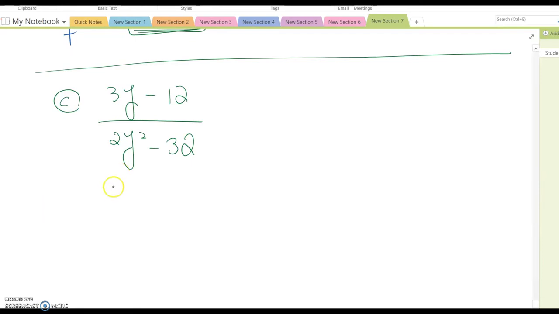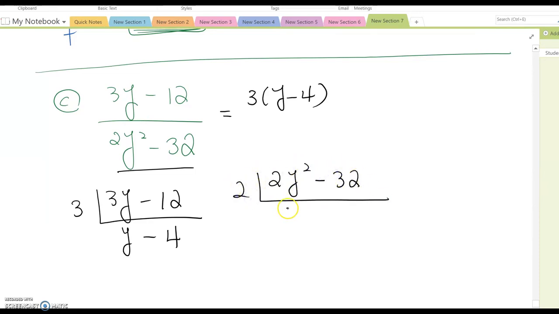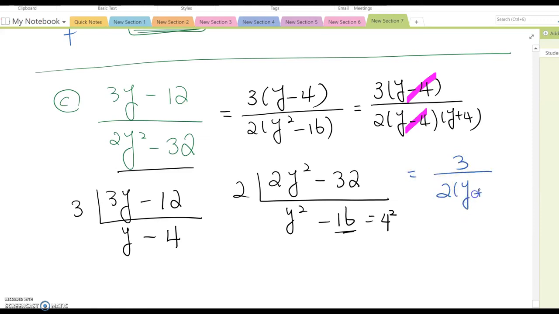I'm going to bring down 3y minus 12 first. What's the common factor? That's 3. Then it becomes y minus 4, right? So the top becomes 3 times y minus 4. Now this one, 2y squared minus 32. The common factor is 2, so y squared minus 16. But you know that 16 means 4 squared. So this means 3 times y minus 4 over 2 times y minus 4 times y plus 4. As you see, this cancels out. Therefore, the answer becomes 3 over 2 times y plus 4.